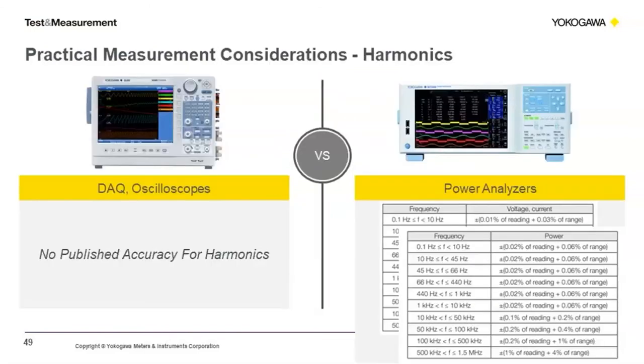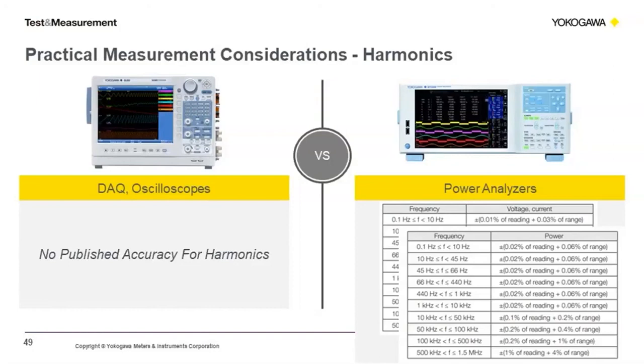One important consideration for harmonic analysis is accuracy. Most DAQ or oscilloscope products don't list specifications for harmonics. Power analyzers give the same level of detail for voltage, current, and power harmonic accuracy readings. Is this good or bad? Well, it depends. If you want a general idea of harmonics present in your system, accuracy specs aren't required.